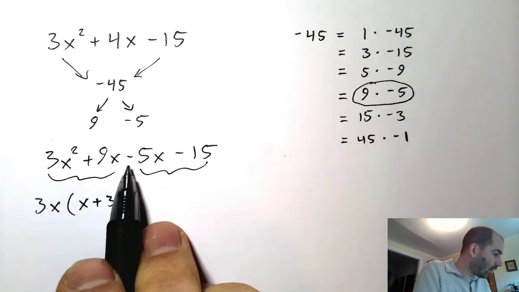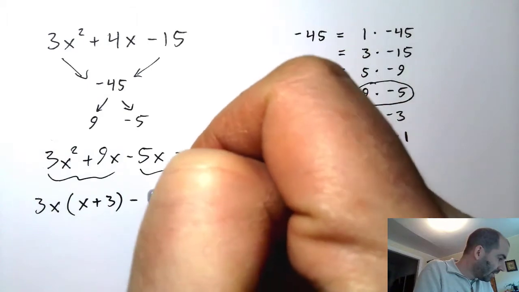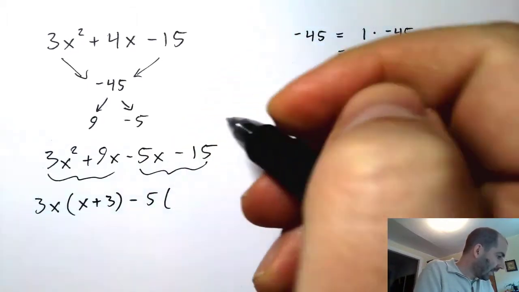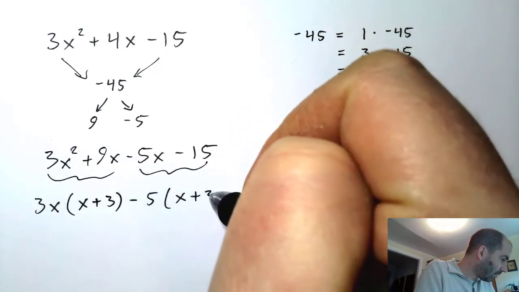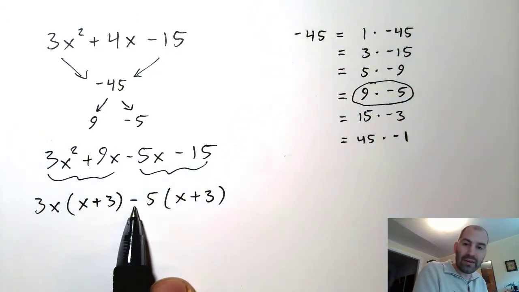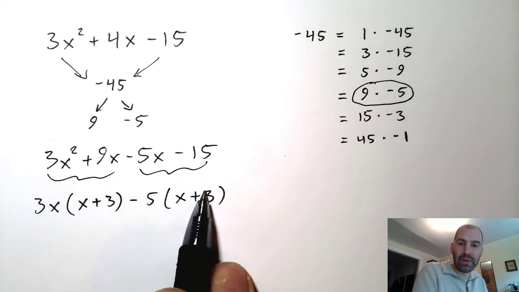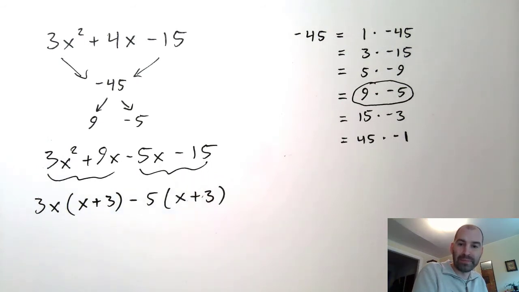The next one, I know that I pull this minus down, and I see the GCF here is a negative 5. And when I factor that out, I get an x plus 3, noting that negative 5 times positive 3 gives me negative 15. So be careful with the signs here.